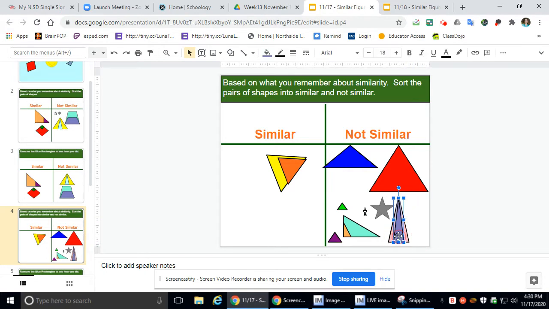Okay, so I'm going to take a look at these guys. They look like they maybe, I don't know. Let's try this one. No, nope, nope. Oh, wait, look at that. That one looks like it might be similar too. Let's see. Oh, look at that. I think those guys are similar. So I'm going to go ahead and move these over.